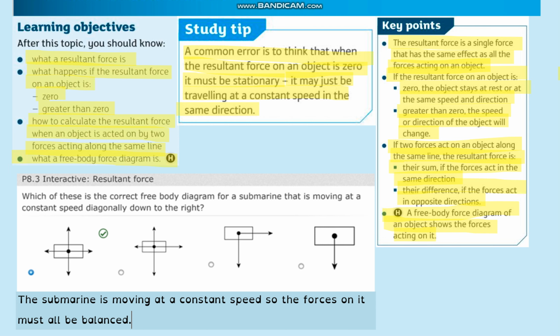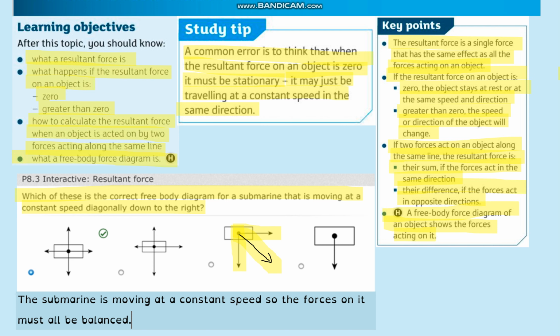So which of these is the correct free body diagram for a submarine which is moving at a constant speed diagonally down to the right? Now the first thing you might be thinking is, okay, it's going diagonally down to the right. So if we look at this third one along, we've got an arrow pointing down and we've got an arrow pointing to the right. So the resultant of those two arrows would be going down there, somewhere like that. You might be thinking, well, there's a resultant force down there of those two arrows, therefore that would be the correct one.